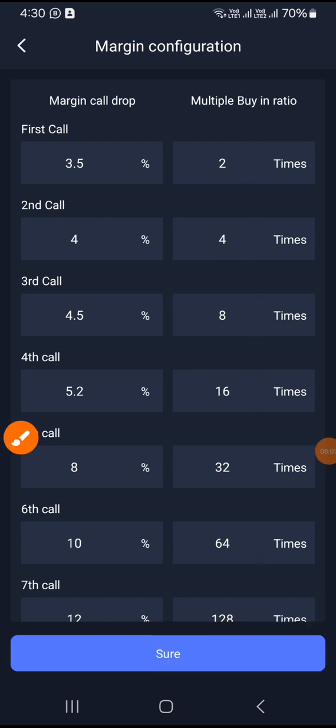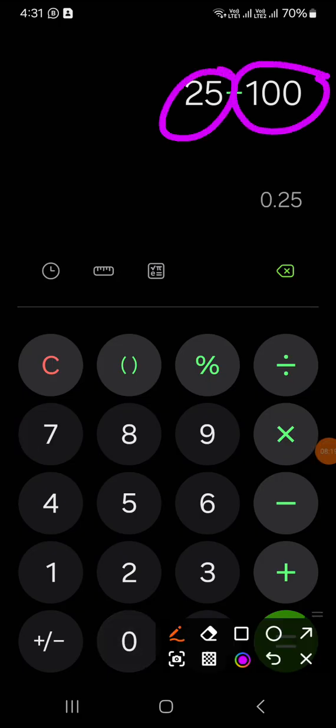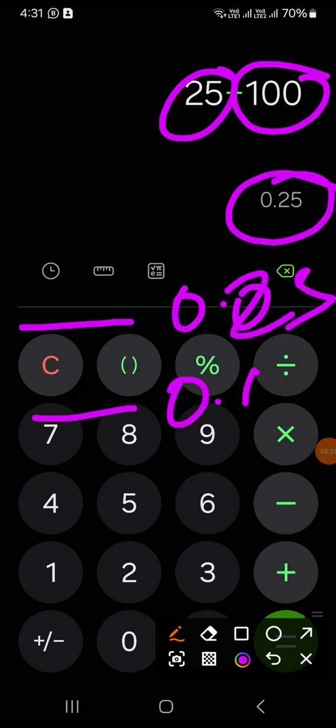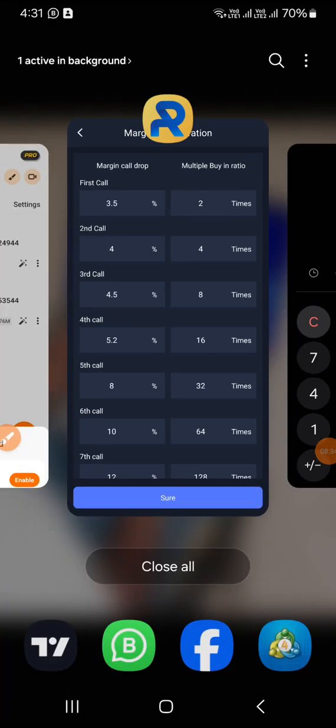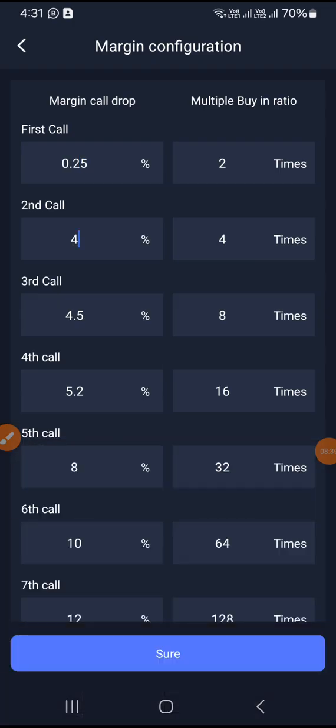So again, here we have already finished with 1. Then with this side we go to the calculator. We said the drop we need is 25. So you divide 25 by the number of margin calls, meaning each margin call, the drop will be 0.25. Okay, so you come here and put 0.25.